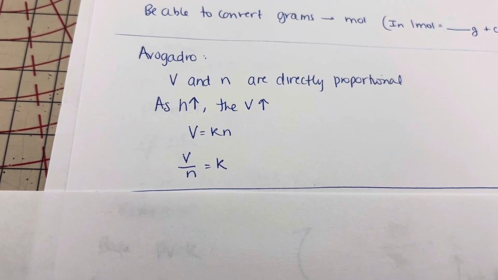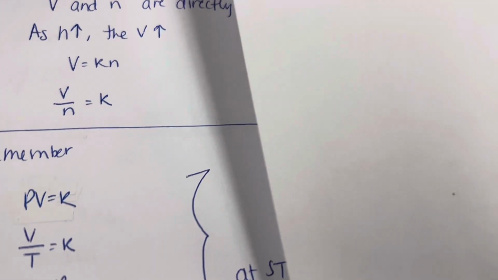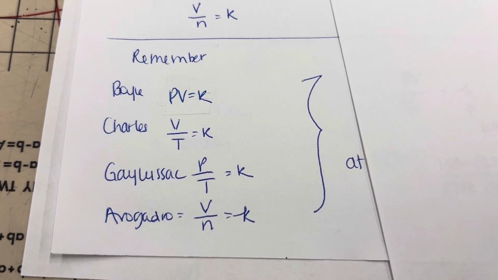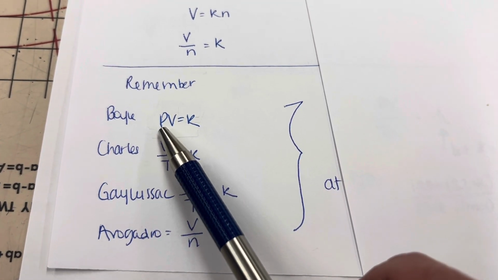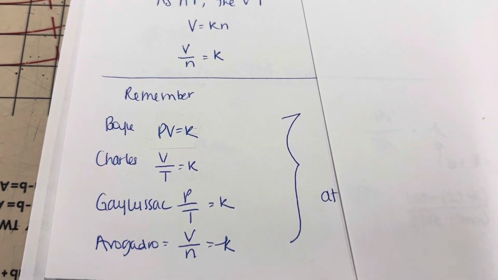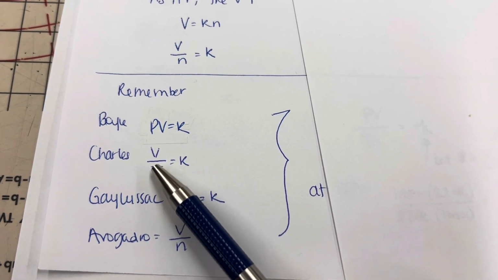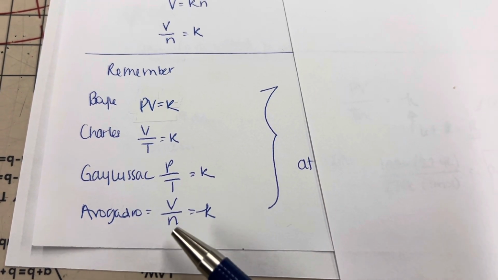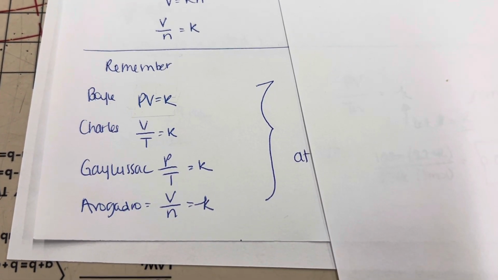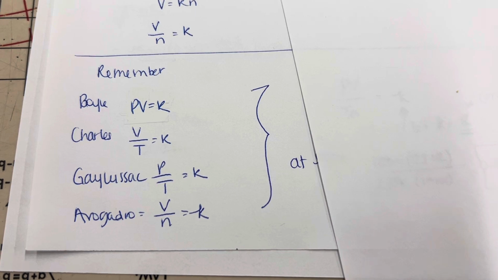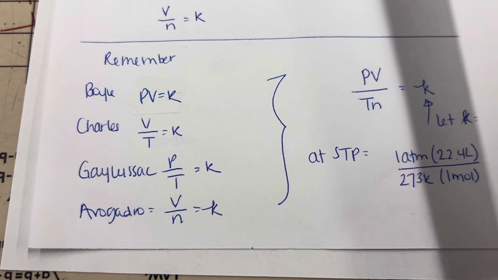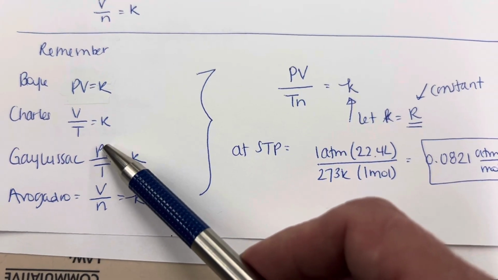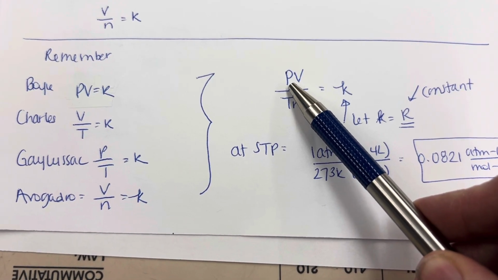Now, as you recall, we talked about Boyle's, Charles's, Gay-Lussac's, and Avogadro's laws, and we said that Boyle's law was inversely related, so P times V equals K. Charles: volume and temperature were directly proportional. Gay-Lussac: pressure and temperature directly proportional, and Avogadro: directly proportional. What we do notice is that all of these equations are set equal to K, so we can combine them into a new statement.